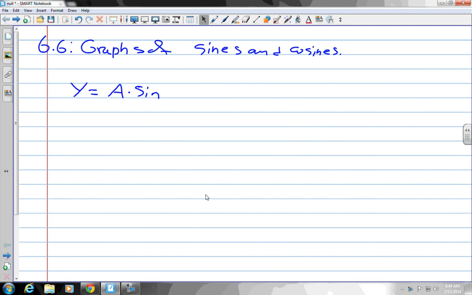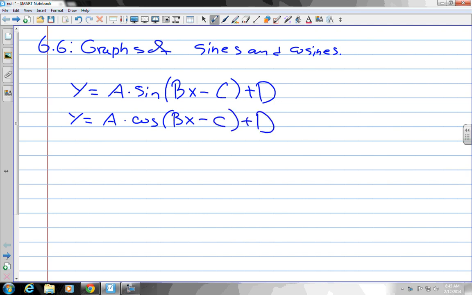A times sine of bx minus c plus d. Or the same thing with the cosine. So these are two familiar functions that we're discussing.